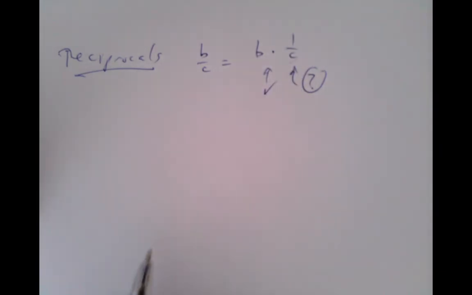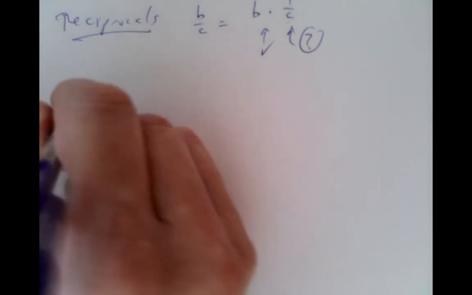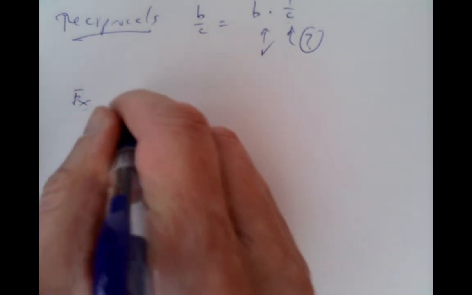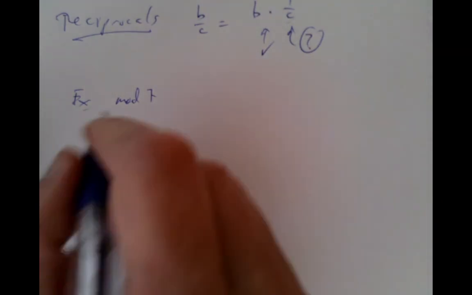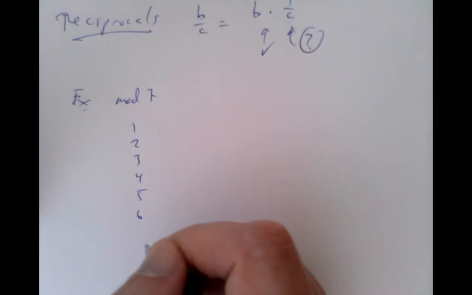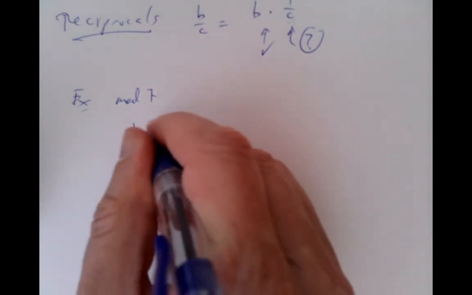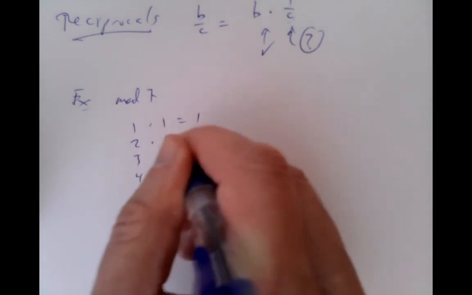All right, so what should reciprocals be? Well, let's take a look at a simple example. Let's see if we can come up with a very simple example. We'll again work mod 7. So working mod 7, we can look at 1, 2, 3, 4, 5, and 6. See if we can work out reciprocals. Well, 1 times 1 is 1. 2 times 4 is 8.